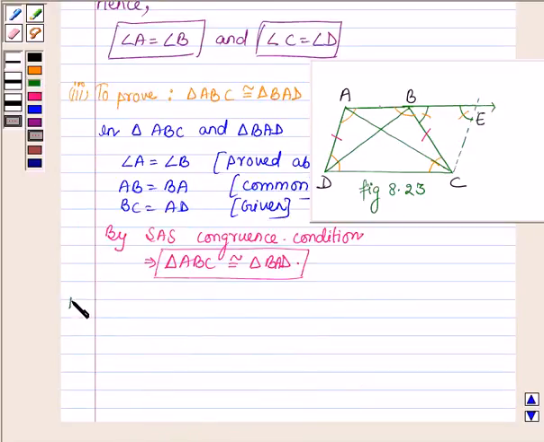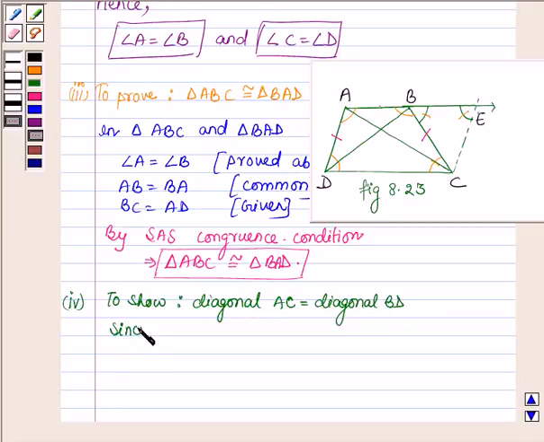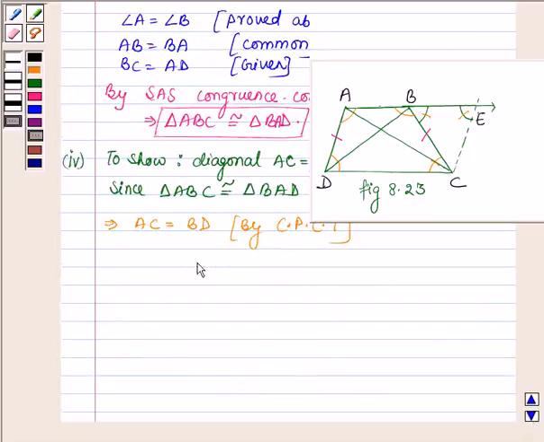And now proceeding on to the fourth part, where we have to show that diagonal AC is equal to diagonal BD. Now, since triangle ABC is congruent to triangle BAD, this implies side AC is equal to BD. Since by CPCT, which says corresponding parts of congruent triangles are equal. So this completes the fourth part also.